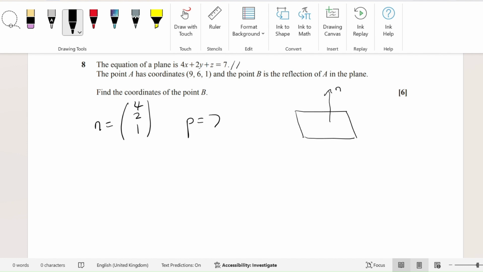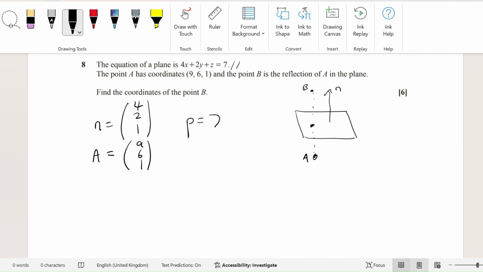And then we have a point A, and that's coordinates (9, 6, 1), and the point B is a reflection of A in the plane. So we have to find the coordinates of the point B. So we have been given the fact that A is equal to (9, 6, 1), and so there's a point A here, and basically we need to find the reflection of A in this plane. So somewhere over here there's a point B, and we need to find the coordinates of it.